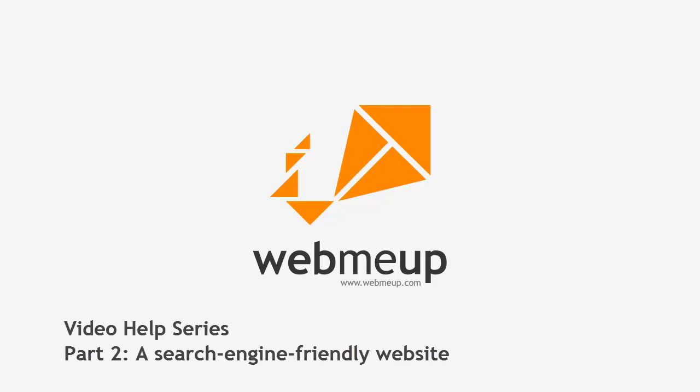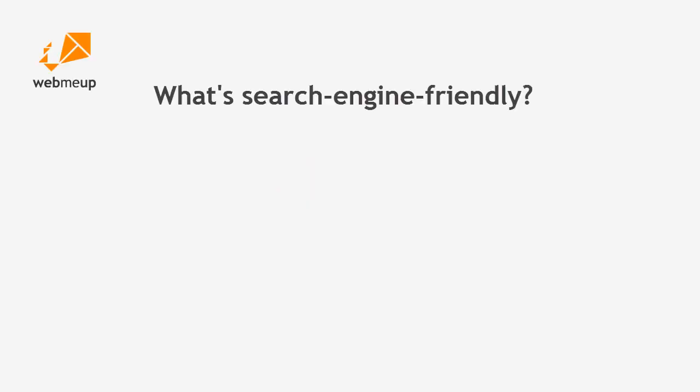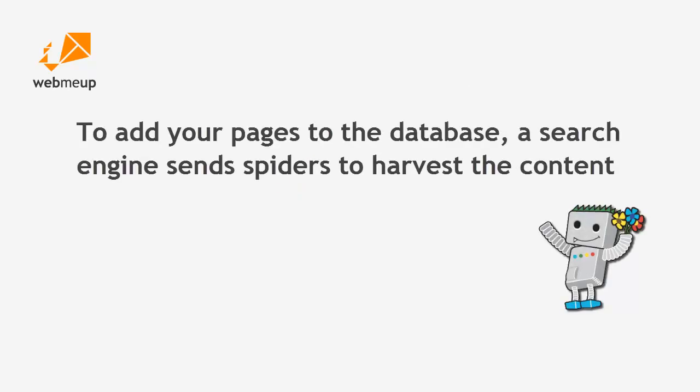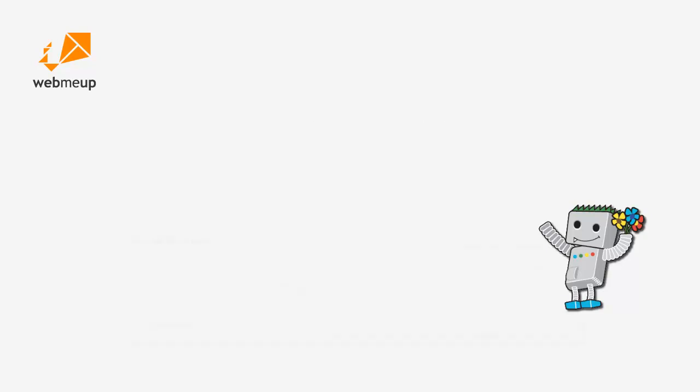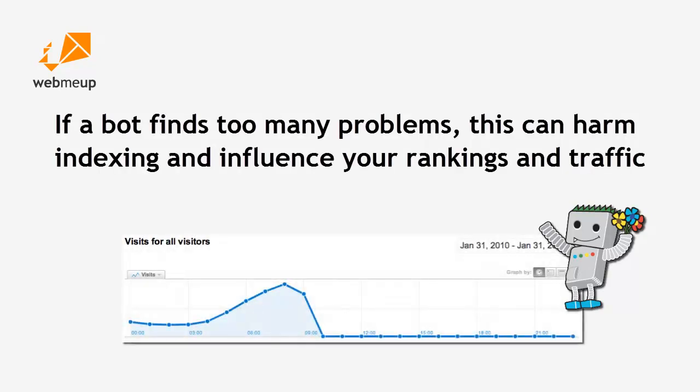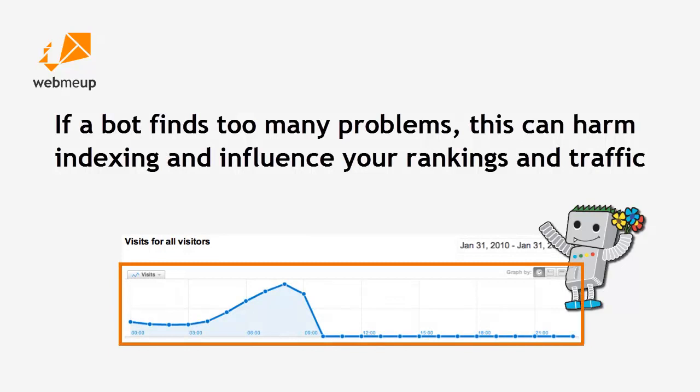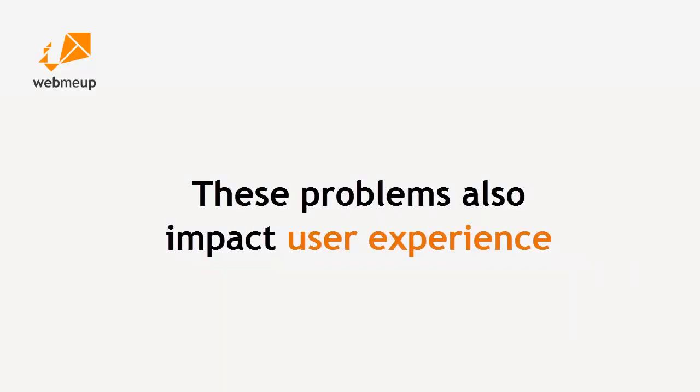In this video, you'll learn how to make your website more search engine friendly. First, what's search engine friendly? In order to add your pages to its database, a search engine such as Google will send out so-called spiders to harvest the content on your site. If a bot finds too many problems, this can harm indexing and influence your rankings and traffic. What's more, these problems also impact user experience, so we'll need to fix them in the first place.